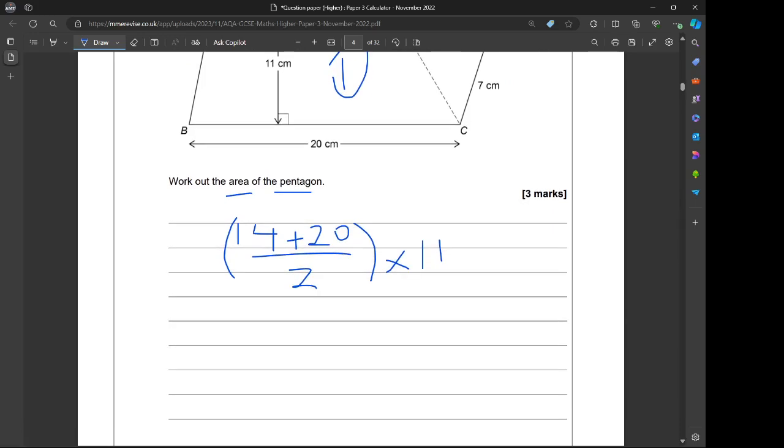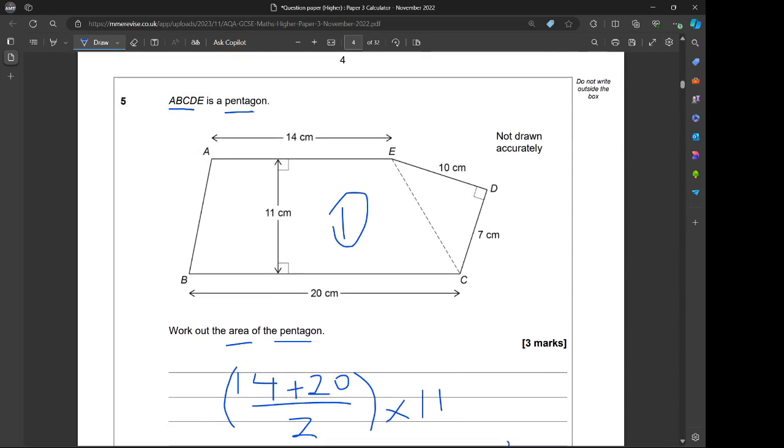34 divided by 2 is 17. 17 times 11, if you're not sure, just use your calculator, is 187 centimeters squared. That is the area of my trapezium. What about my triangle? The triangle is base times height divided by 2. So the base is 7, so 7 times 10 divided by 2.